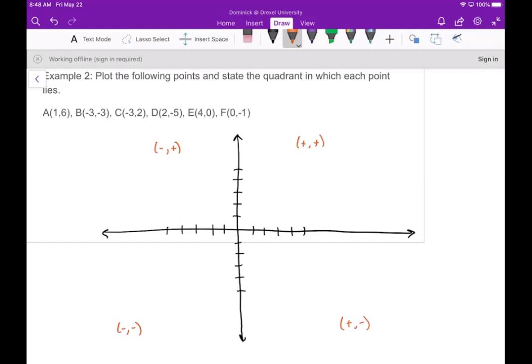For example, A is (1, 6). So I didn't put 6 here, but A is right here. And of course, this is quadrant 1 because they're both positive coordinates. All right, and then we have point B, which is (-3, -3). So that's going to put us here. And of course, this is quadrant 3.